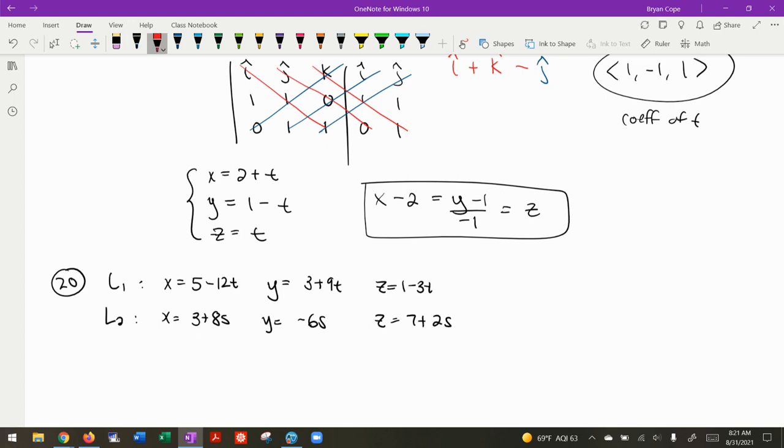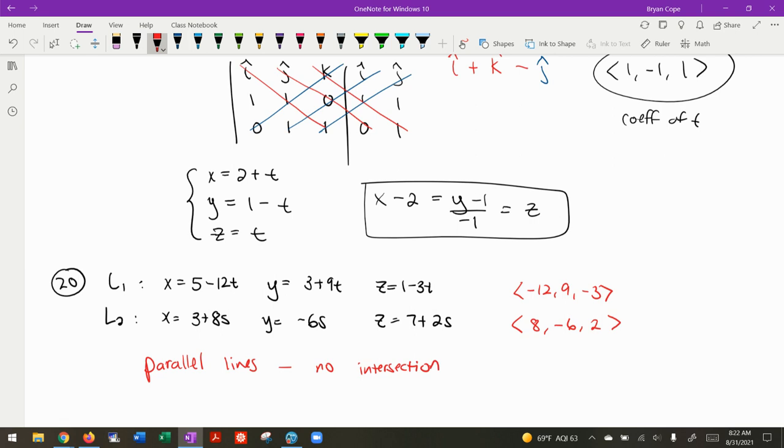Let's look at the direction vectors to determine if they're parallel or not. So this direction vector is (-12, 9, -3). The other direction vector is (8, -6, 2). Let's see, is the ratio of each of those -3 halves? It is there, it is there, it is there. Yes, so these are actually parallel lines. So no intersection.